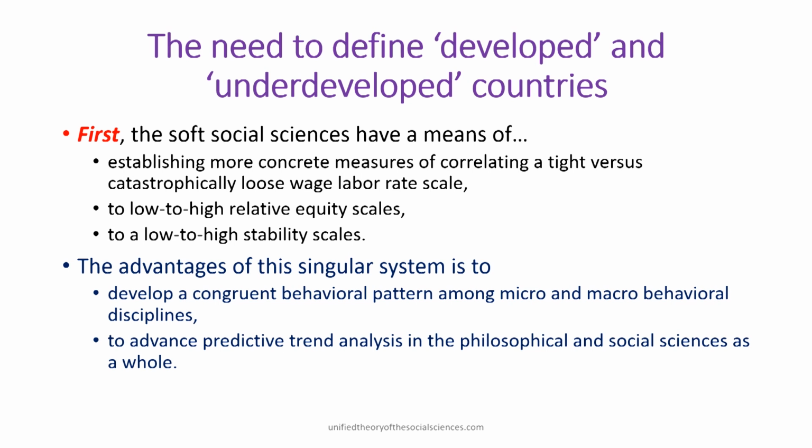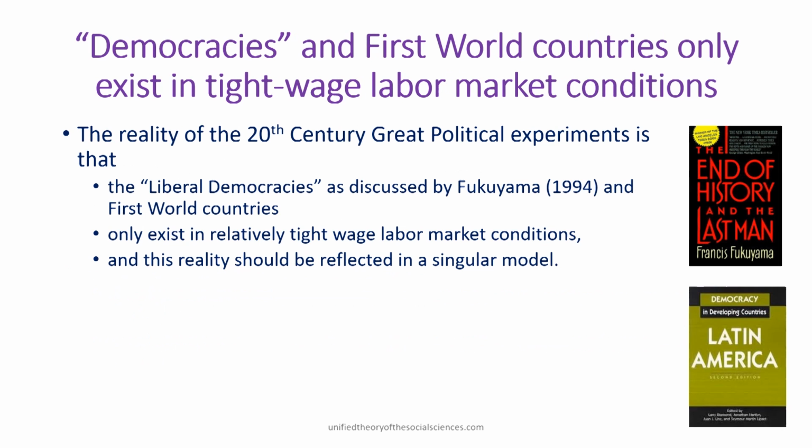First, the soft social sciences have a means of establishing more concrete measures of correlating tight versus loose, catastrophically loose wage labor market rate scales to high and low relative equity scales to low to high stability scales. The advantage of the singular system is to develop a congruent behavioral pattern among micro and macro behavioral disciplines to advance predictive trend analysis in the philosophical and social sciences as a whole.